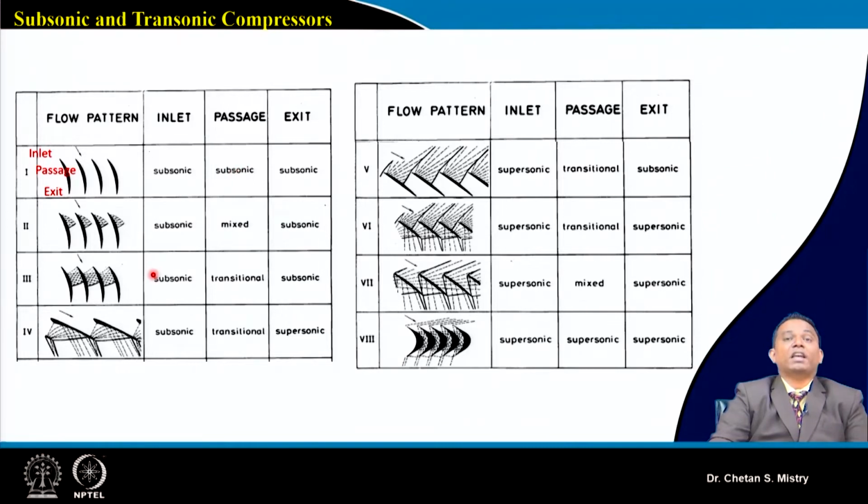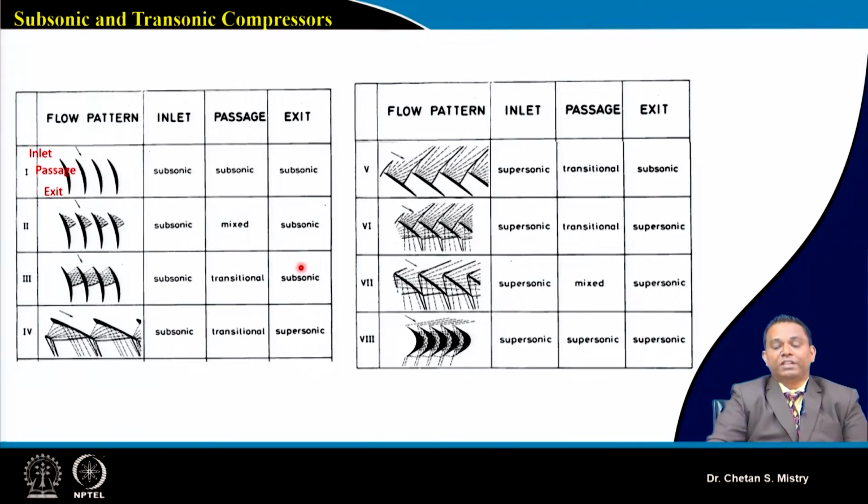We can also have the inlet flow subsonic, with the passage flow mixed, that means subsonic and supersonic flow within the flow passage, and the exit subsonic. We also have a configuration in which the flow is transitional within the blade passage, which is a special kind of aerofoil where the entry is subsonic, the flow in the passage is transitional and the exit is supersonic. This is all in the sense of subsonic entry condition.